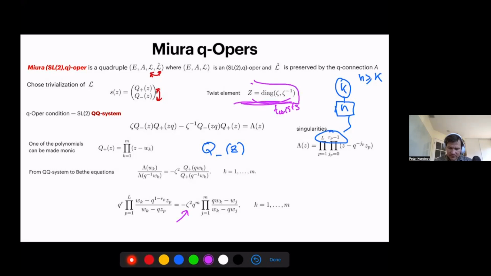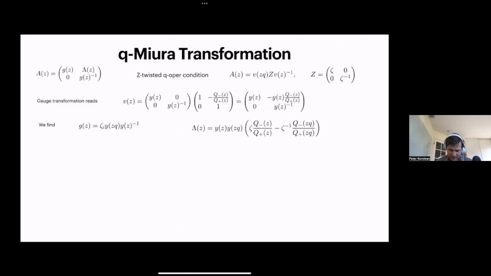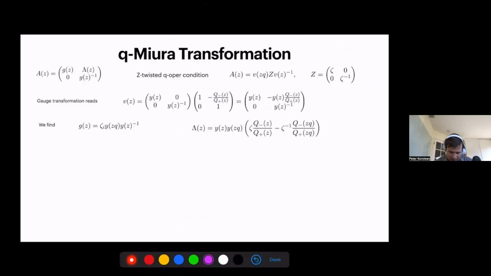So there's a gauge transformation that diagonalizes the q connection. Yeah, that's right. Okay, so I don't have much time left. So let me formulate at least a statement for SL2. And now, then you can do the q-Miura transformation.